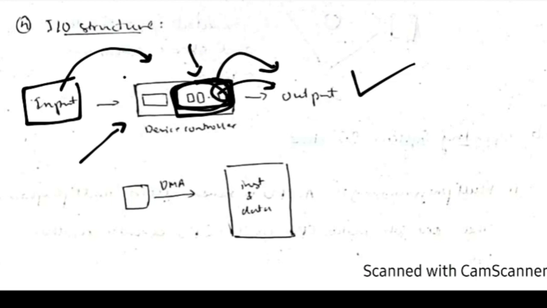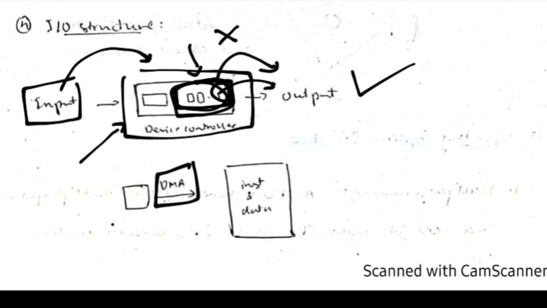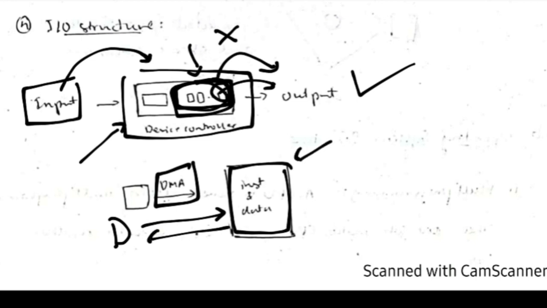Okay, this technique holds good for smaller data. In case larger data is there, then we can't use the device controller. It will take a lot of time. So what we'll do is use direct memory access. Okay, direct memory access: the device has a direct connection with the instructions and the data, which is stored in the main and secondary memory. So the device action will be faster because the data is large to be processed. Okay, so this is all about the IO structure.